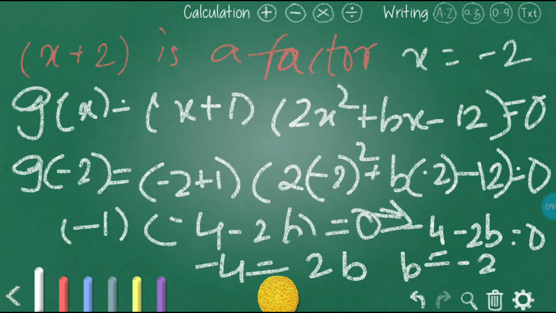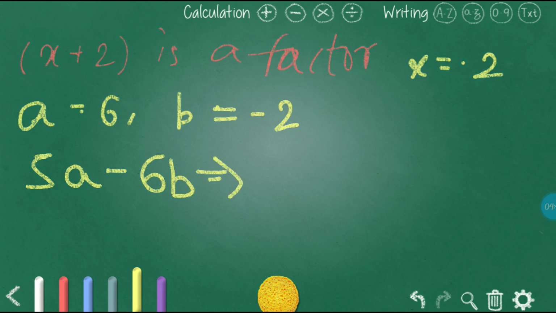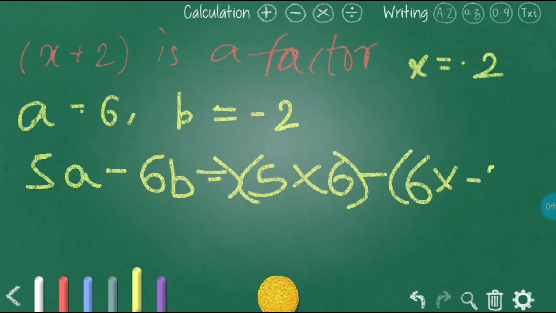Okay, just note this down. So we found the values of both a and b. For this, what we have to do is find 5a minus 6b. So what is 5a? 5 into 6 minus 6 into minus 2.